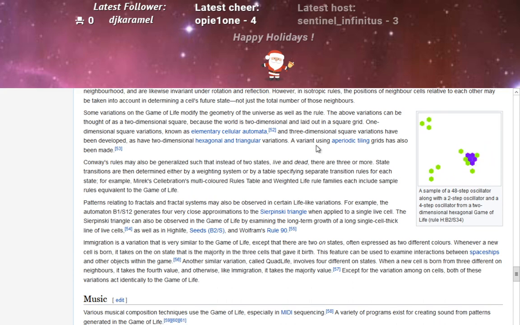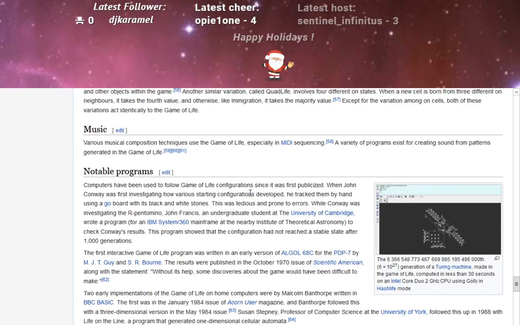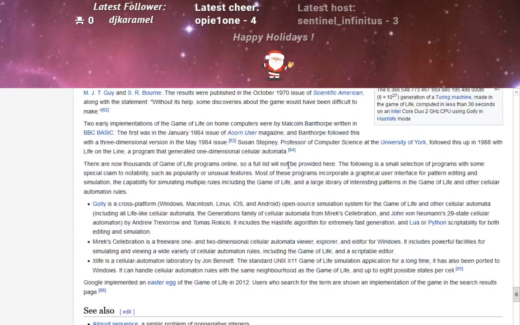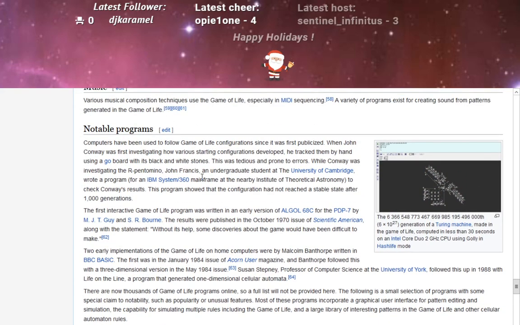A sample of a 48-step oscillator along with a 2-step oscillator and a 4-step oscillator from a 2-dimensional hexagonal Game of Life, rule H:B2/S34. Let me look this up. There's some good stuff here. Wait, what's this? What's this here? Notable programs.